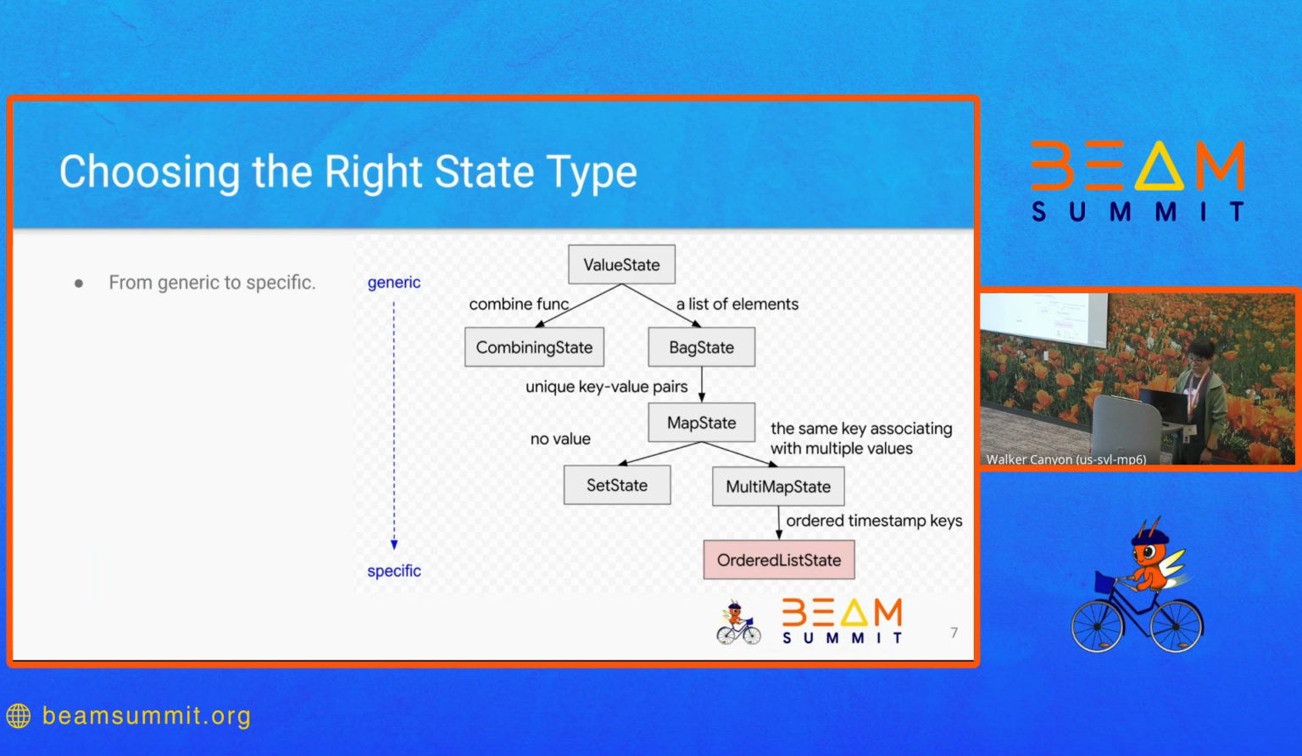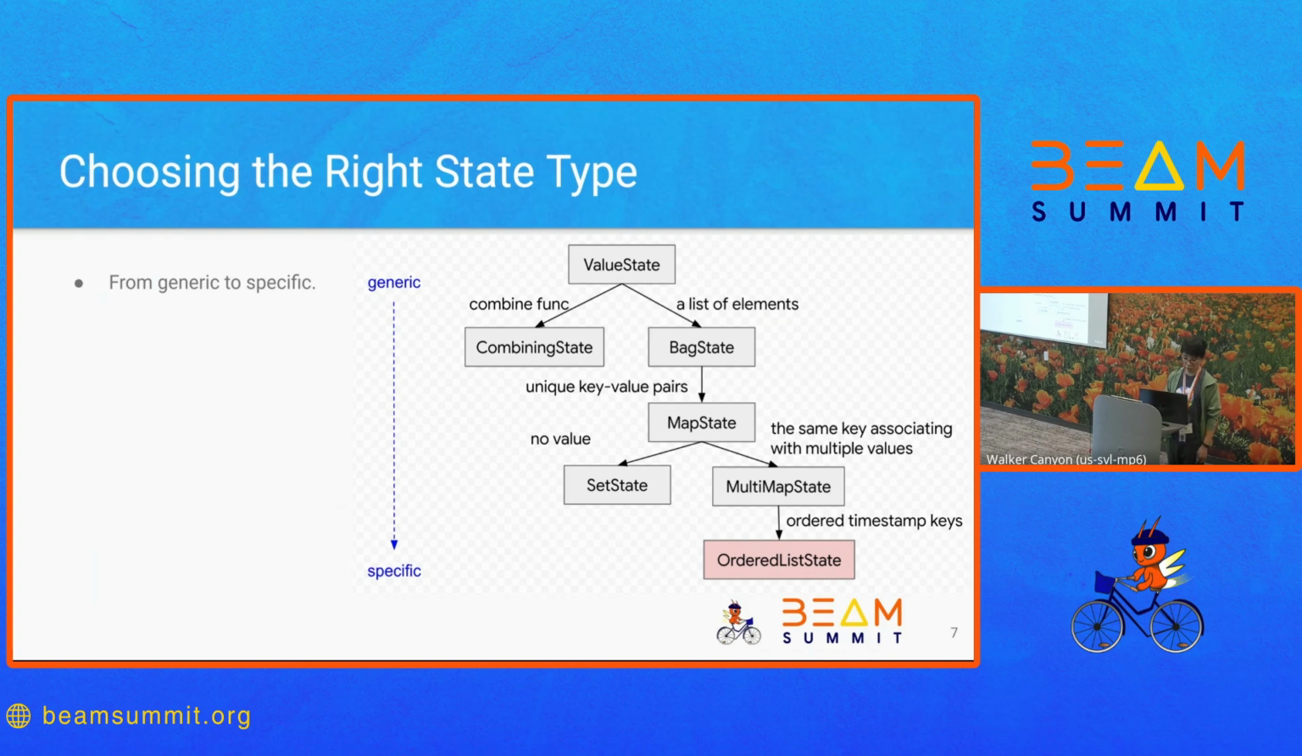If we have associative and commutative combine functions, we could probably try the combining state. Bag state is the best fit for a list of elements, while the set state and map state are good for unique keys and key-value pairs. Multimap state is a more specific map state that supports multiple values on the same key. And the ordered list state, which is this topic here, is specifically designed for storing key and value pairs whose keys are timestamped in order.